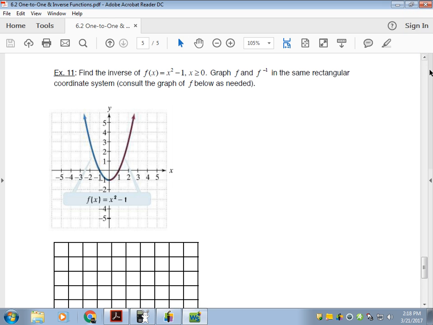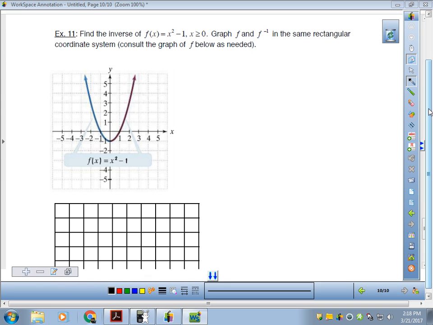So our next one asks us to find the inverse of f of x equals x squared minus 1, where x is greater than or equal to 0, and then to graph f and f inverse in the same rectangular coordinate system. Consult the graph of f below as needed. So we have this graph here. This is a graph of this function, x squared minus 1.